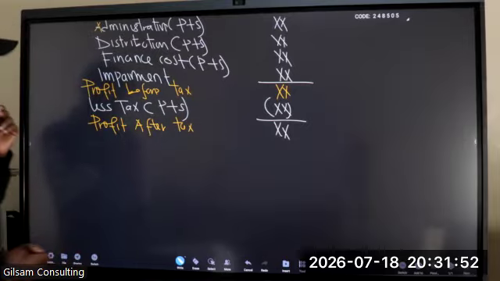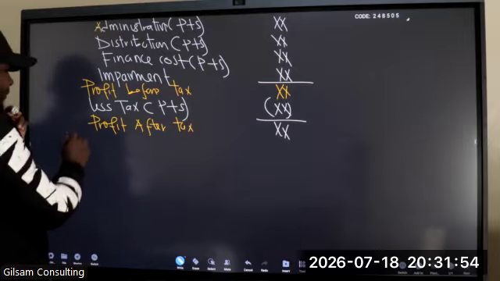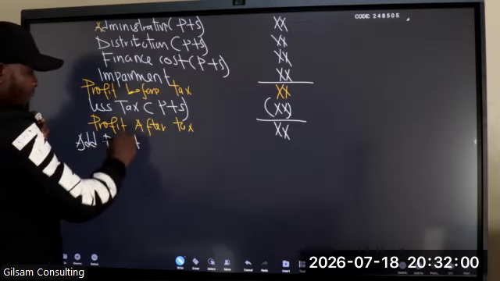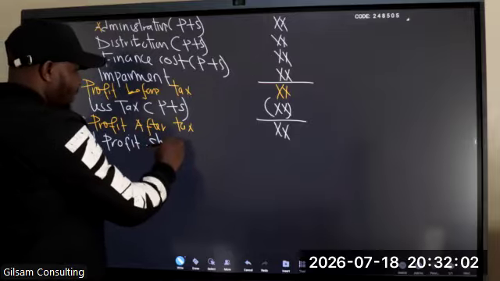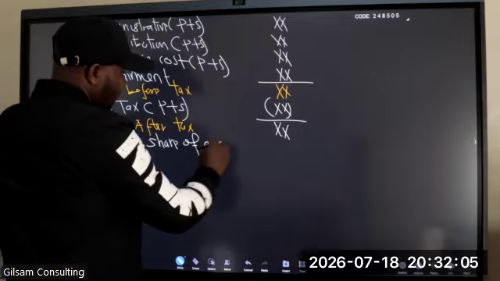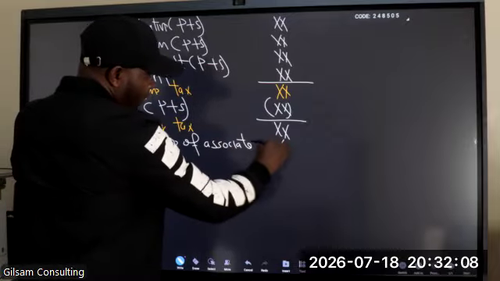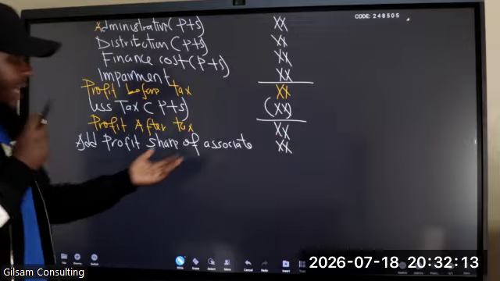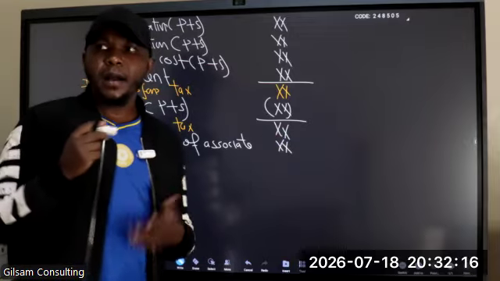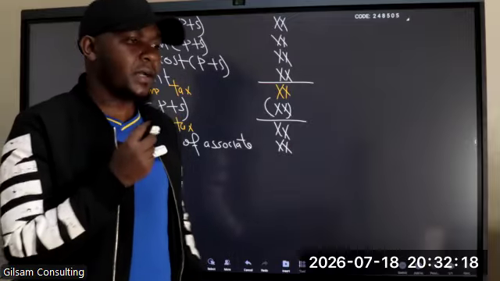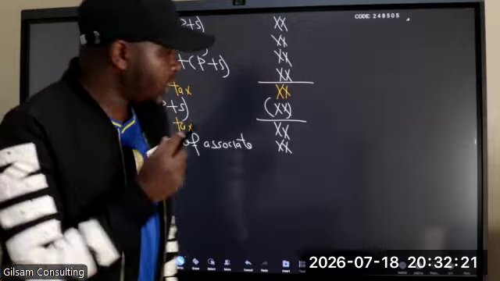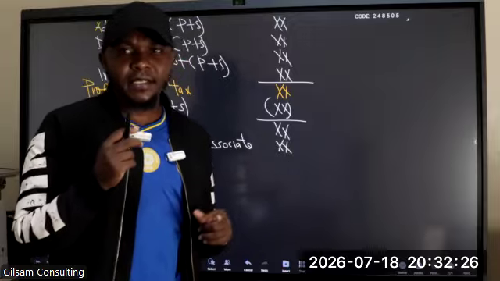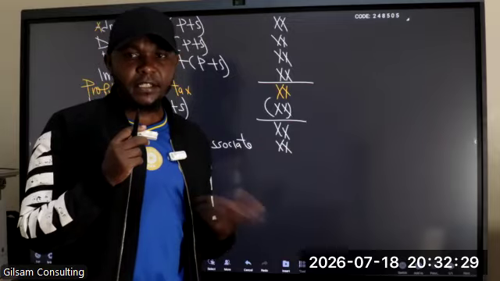Profit after tax. And then from there, we add profit from share of associate. So you will take any associate. When you say associate, it is a group account, but it's not a group member, where the parent company owns anything less than 50%.